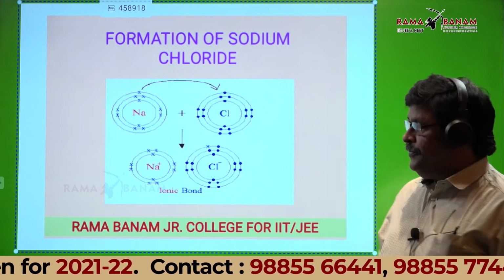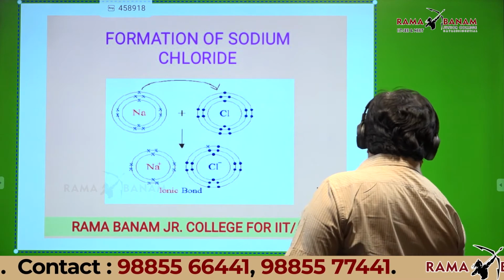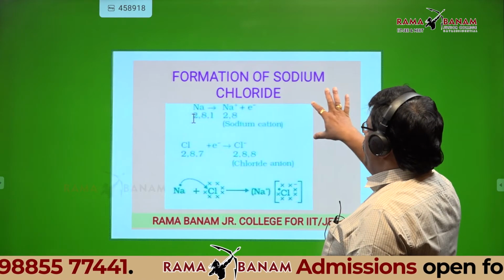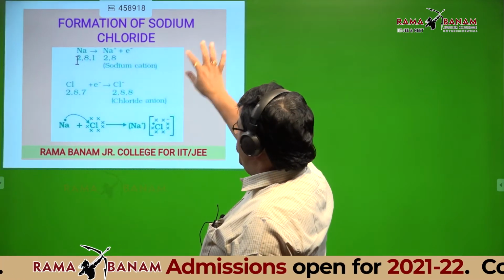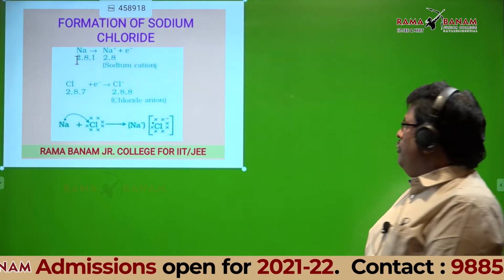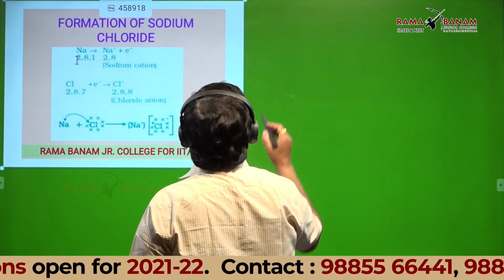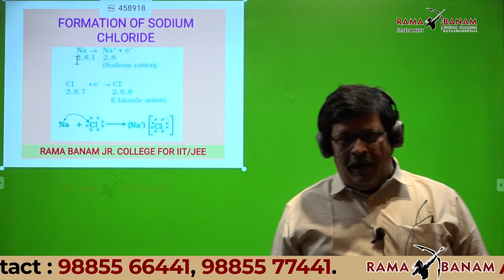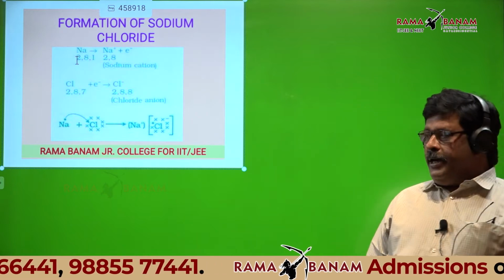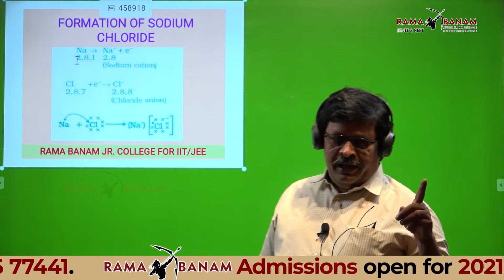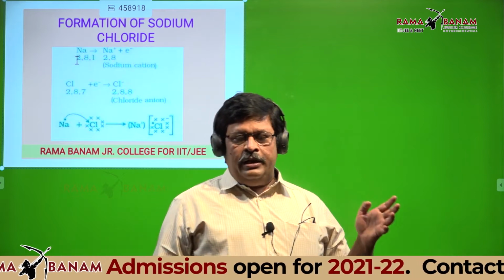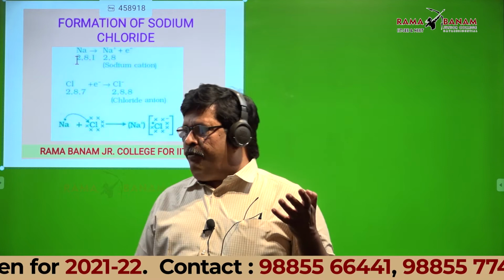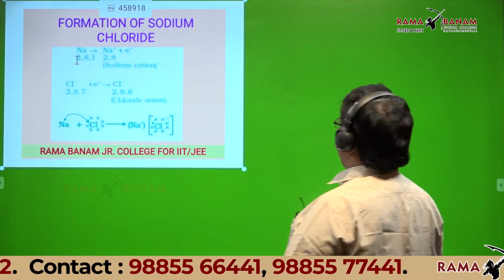Okay, students. Now, for example, the formation of sodium chloride. Just one minute, forget about this slide. We all know what we discussed in the last class: sodium and chlorine form ionic bond. Why? Because sodium is an alkali metal, chlorine is a halogen. So definitely the bond between an alkali metal and a halogen is ionic. That formation of ionic bond we will now discuss.